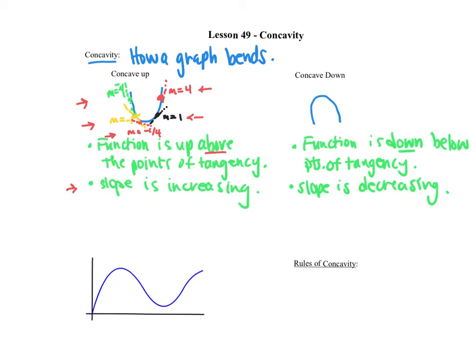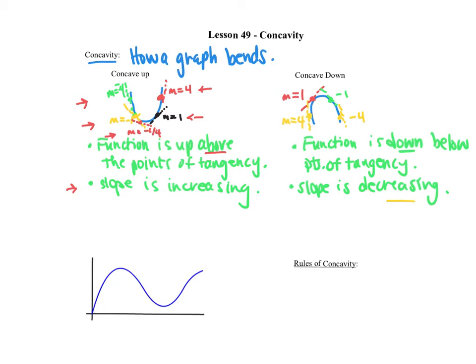So again, let's take a look at some points. I won't do as many this time, but if I look at this value right here, I'm going to say the slope is 4 right there. If I look at another point close to it, now my slope is 1. Notice it decreased 4 to 1. If I pick another point right here, now I'm going negative, and I'll do one last point right here. Now it's -4, so you can see that it was decreasing. And my function is always down below the point of tangency.